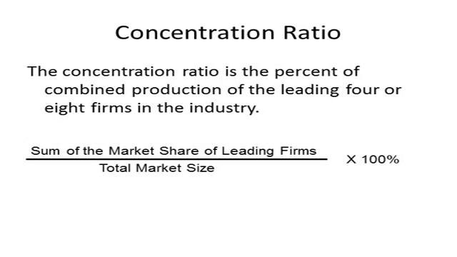The concentration ratio is the percent of combined production of the leading 4 or 8 firms in an industry. The formal formula is the sum of the market share of the leading firms divided by the total market size times 100%.